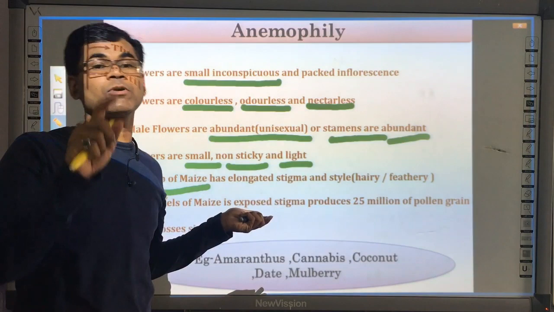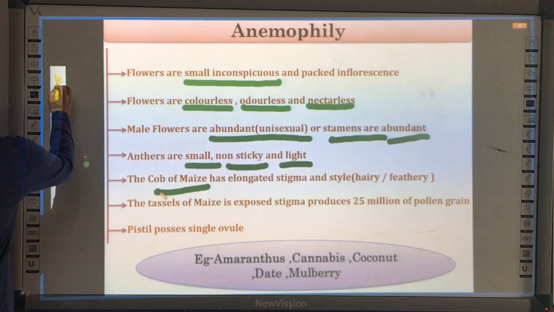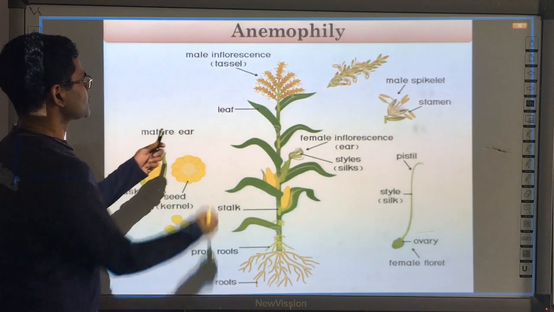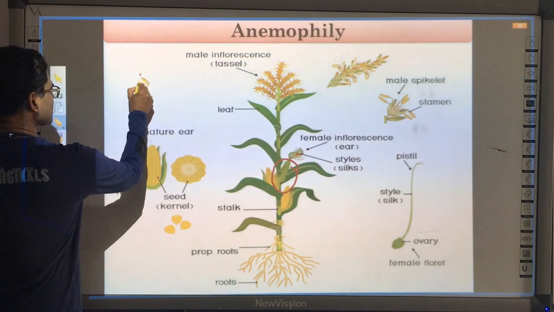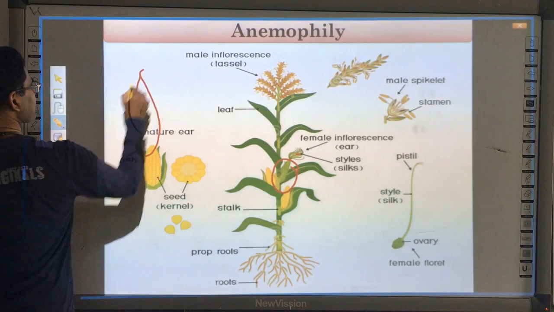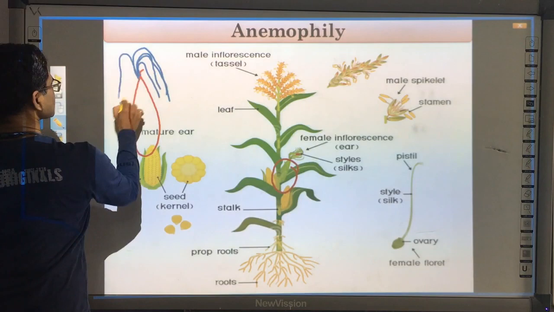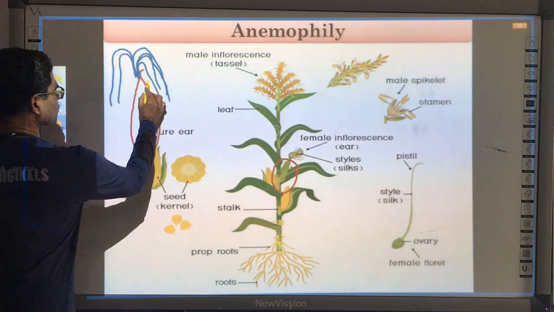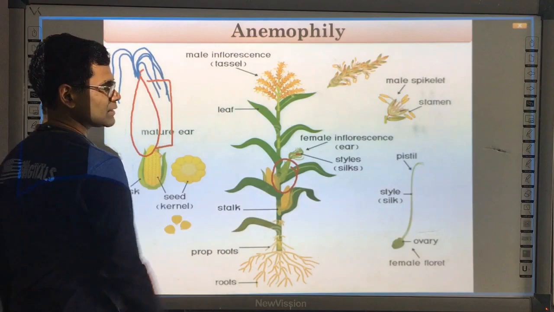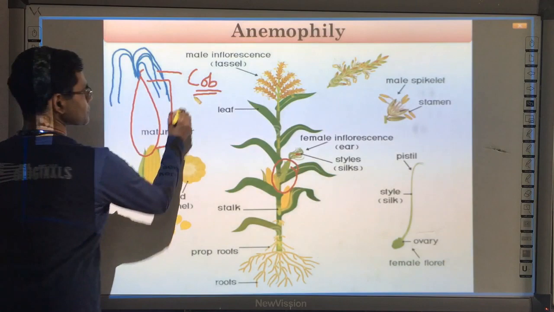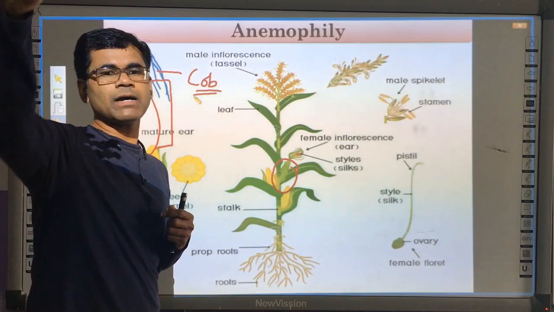Okay, so for example, we can see here, these are the female flower, and here you can see the hairy line. It is something like this, and this has multiple hairs which are coming out like this. You all must have seen it. Okay, so from here to here, this portion we know is the female part, that is the ovary, which later on develops into the fruit. But what are these hairy parts? These hairy parts are called cob. Okay, and these are elongated stigma and style, so that they can increase the surface area and so that the pollen grain can easily land on the stigma.